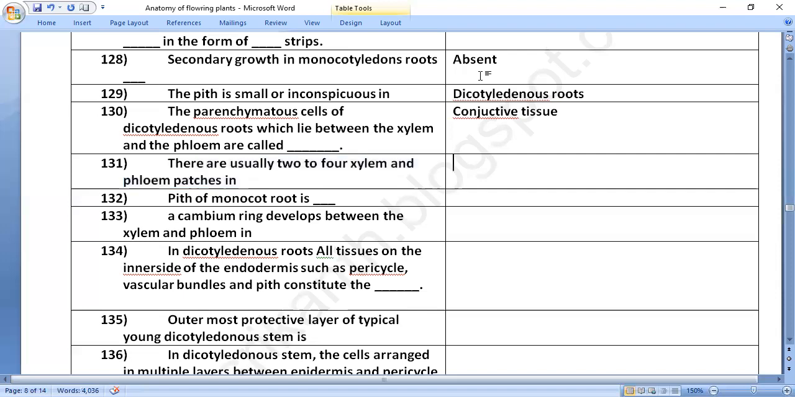There are usually 2 to 4 xylem and phloem patches. That is in dicotyledonous roots. Pith of monocot root is large and well developed. A cambium ring develops between the xylem and phloem in dicotyledonous root.